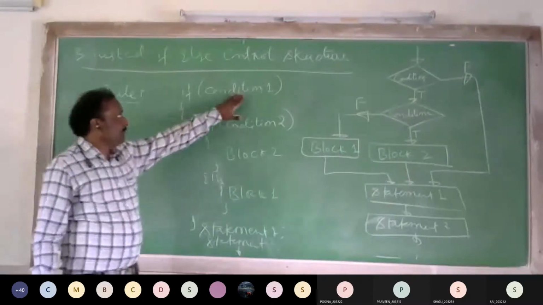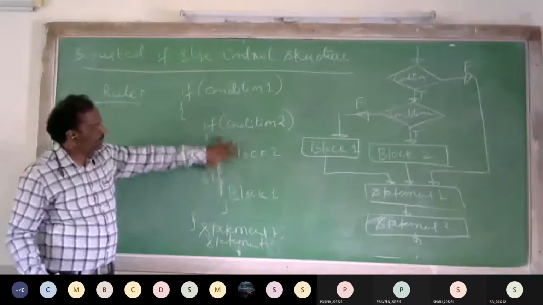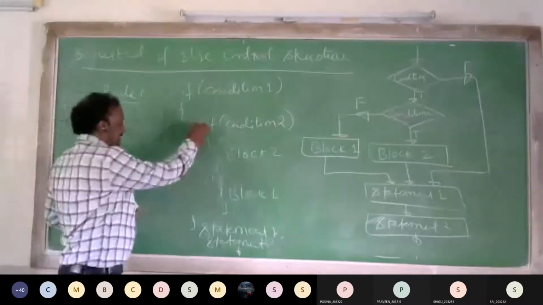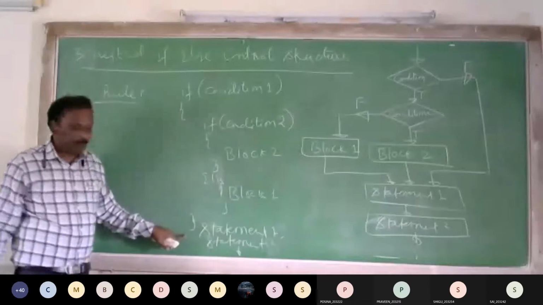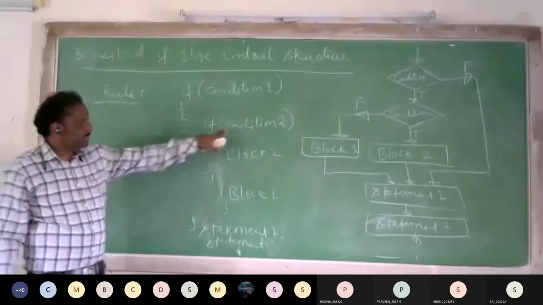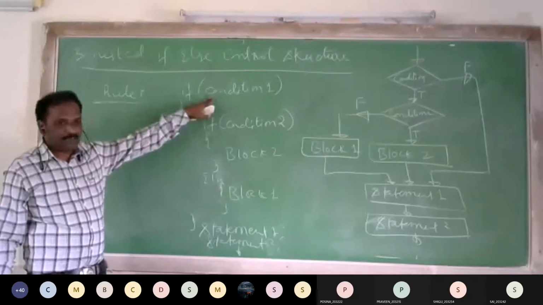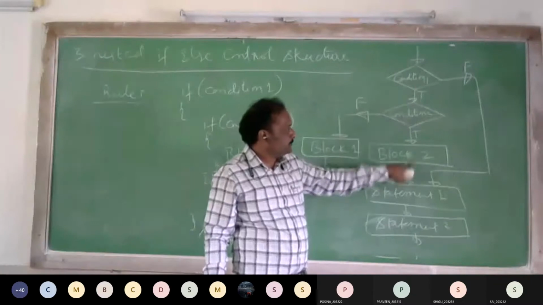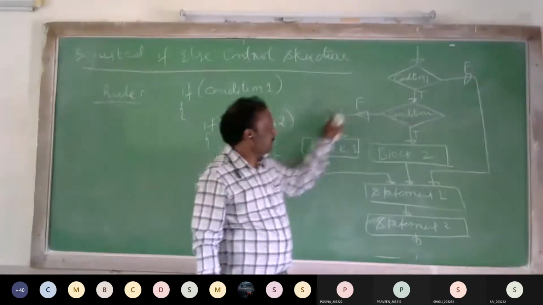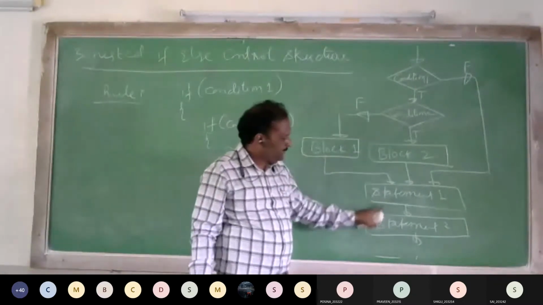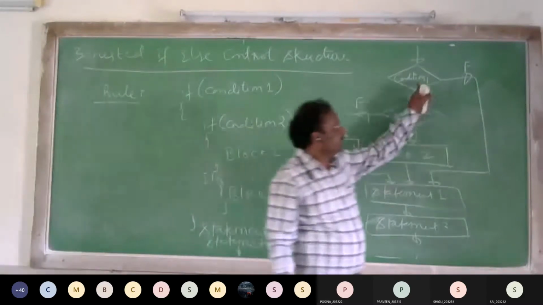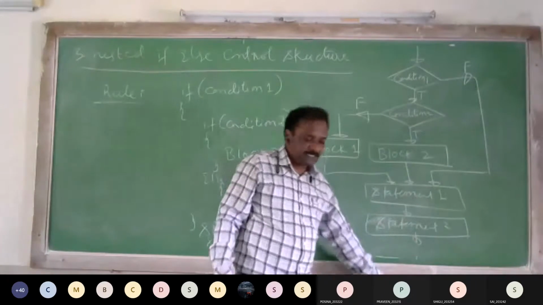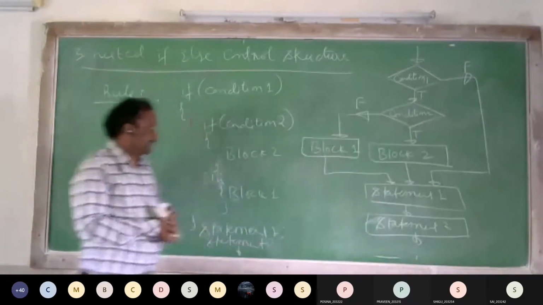Once again, one if else inside another if is known as nested if else. This is called inner. This is outer. So an if else statement inside another if is called a nested if else control structure. If condition 2 is true, block 2. If condition 2 is false, then block 1, along with statement 1, statement 2 are executed. If condition 1 itself is false, then it will directly come to statement 1, statement 2, etc. All the remaining statements are executed.